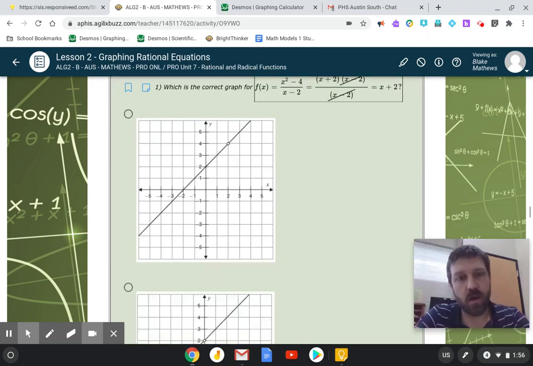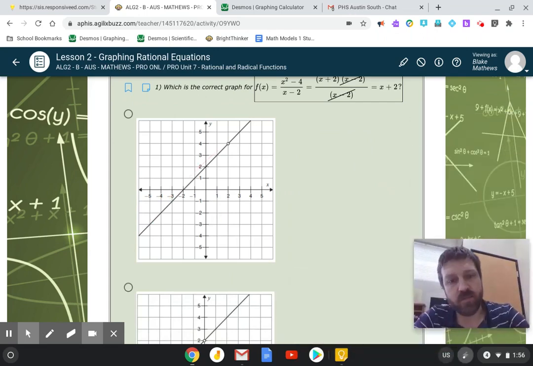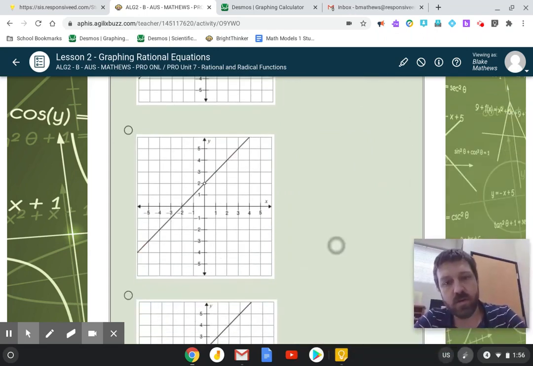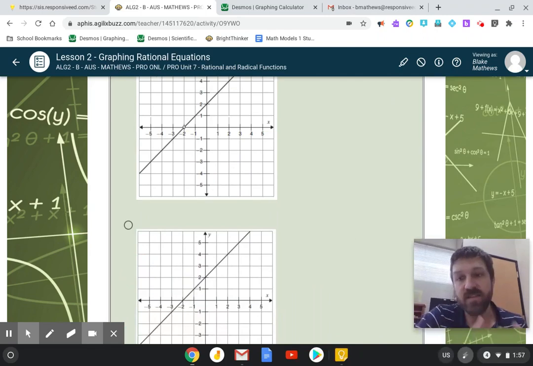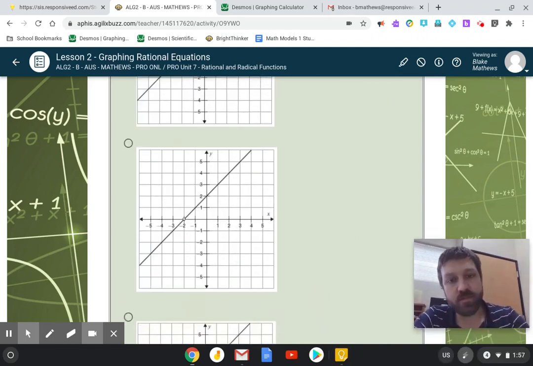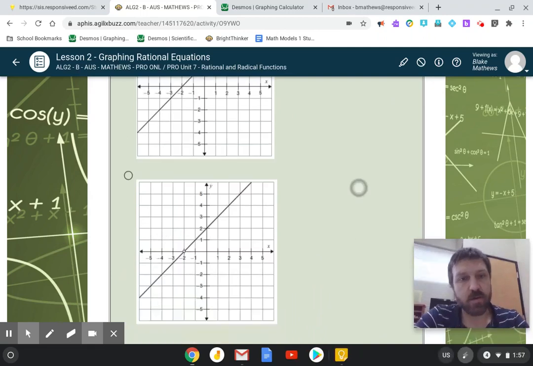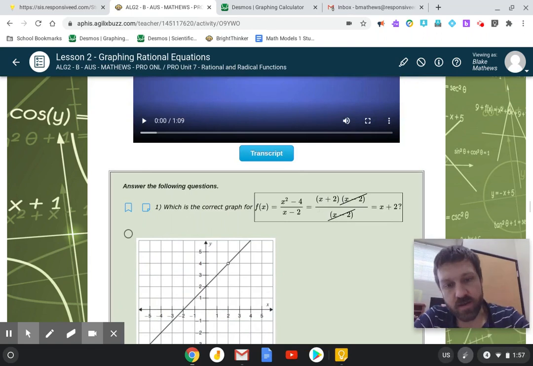Except, and you'll notice all of these graphs look that way. X plus 2, x plus 2, x plus 2. They all have the same basic shape. But the difference between them is, where is this gap? Well, this last option doesn't have a gap. This option has a gap at negative 2. This option has a gap at 0. And this option has a gap at 2. Where should this gap be?